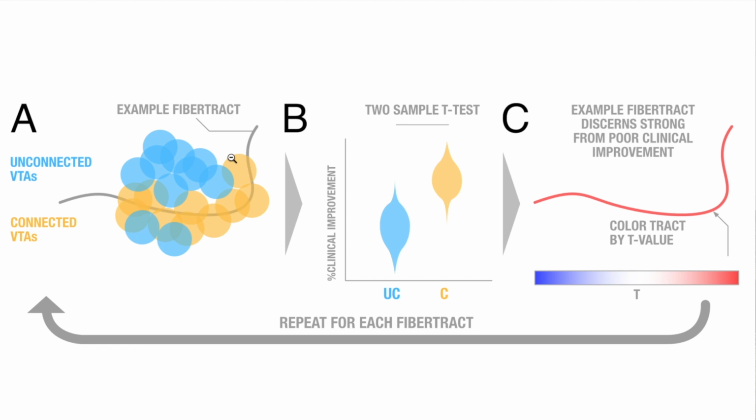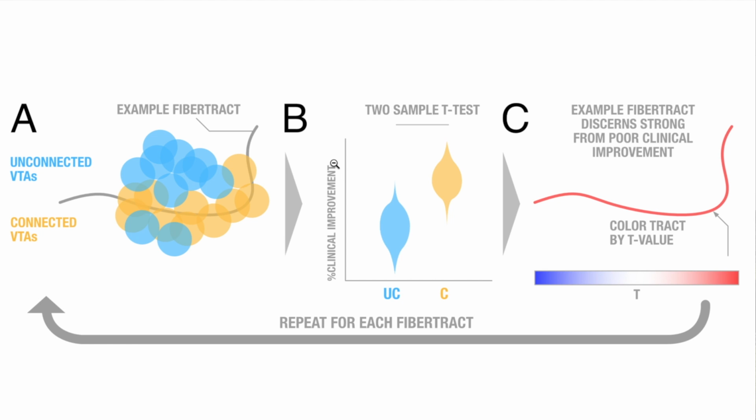Right, so if we would believe the VTA model and say everything in this area is activated, then this tract will be activated by these VTAs, but not by these VTAs. Now for this single tract, we do a two-sample t-test. We perform a two-sample t-test across the improvement values of the patients with the VTAs that activated this tract, the connected set, and the unconnected set.